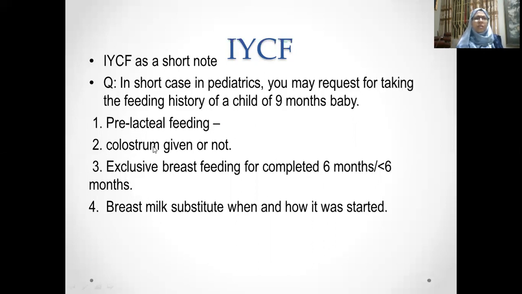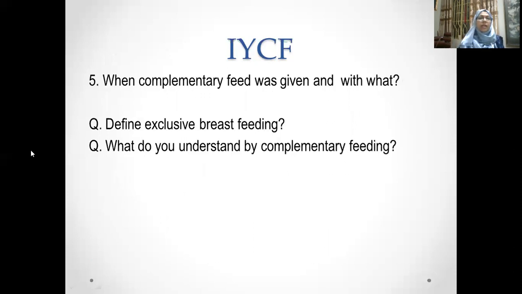And colostrum, whether it is given or not, and you have to ask for exclusive breastfeeding, whether it is given for completed 6 months, or less than 6 months, or more than 6 months. And breast milk substitute, when and how it was given. It may be given before 6 months, at the age of 6 months, or after 6 months, and how it was prepared, with suji or rice gruel, in the form of rice gruel along with milk, whether it is given with rice powder or not. And when complementary feed was given and with what.